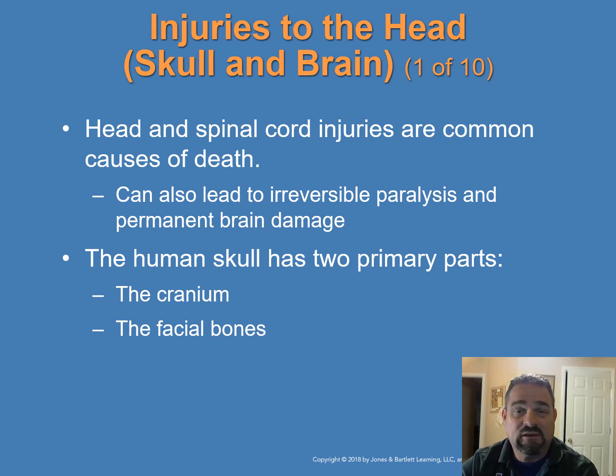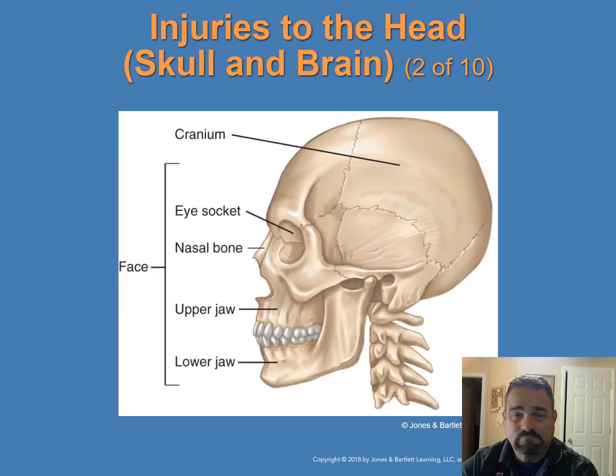The human skull has two primary parts: the cranium, which is a tough four-bone shell that protects the brain, that's the front, okay? And the facial bones, which give form to the face and furnish frontal protection for the brain. This is a good diagram of the two components. This is the frontal, which is the face, eye sockets, nasal bone, the upper jaw, the lower jaw, and then also the cranium.